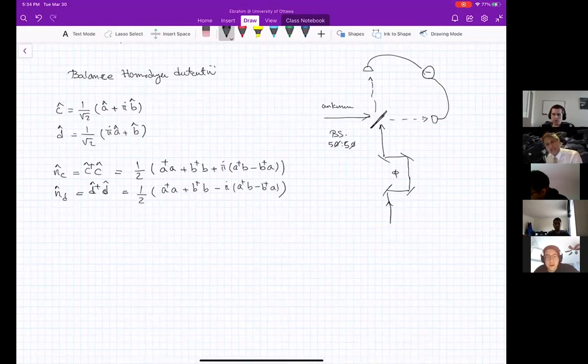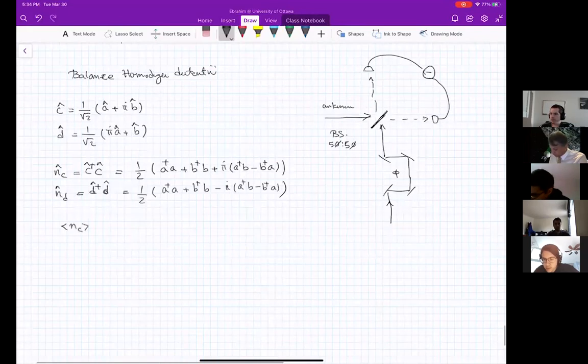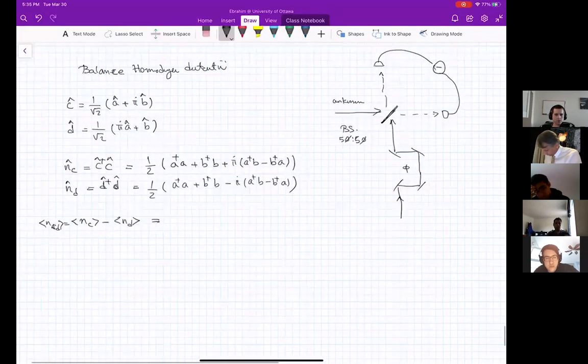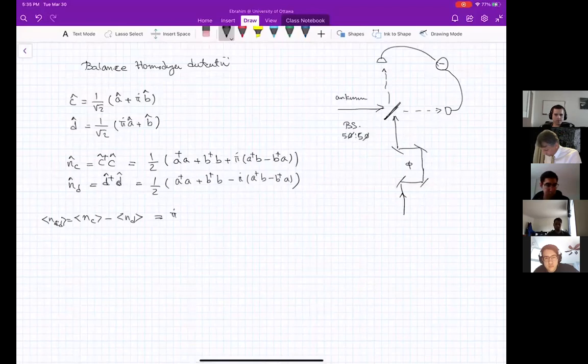And now you look at the case when you have N_D minus N_C, which is the difference between the two. I call this the average of N_CD, the difference between the two detectors, the two intensities. Then quickly you will get, if I remember, I think I have done that calculation somewhere, you will get i, A dagger B minus B dagger A.